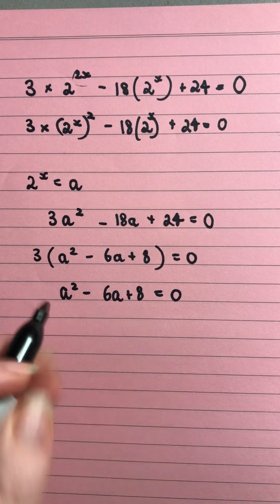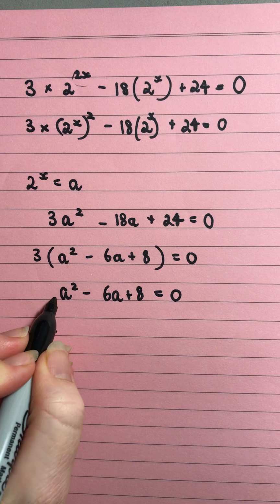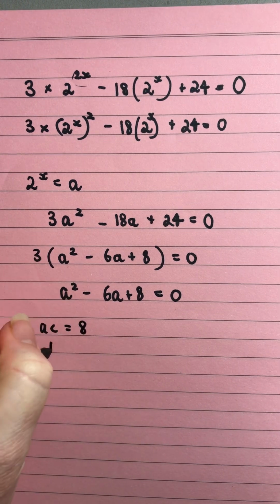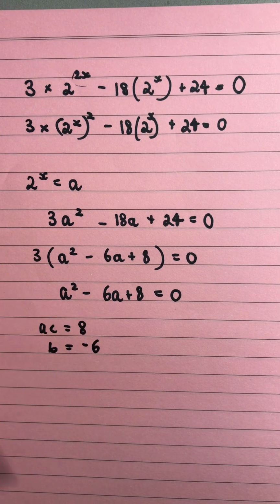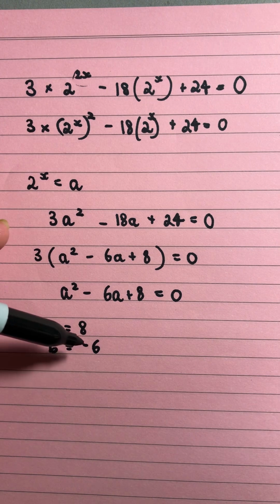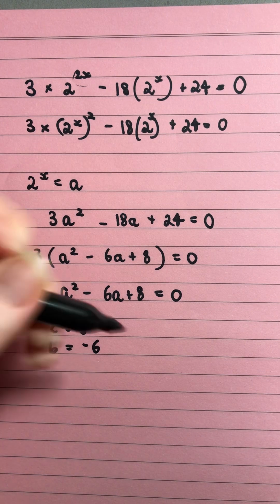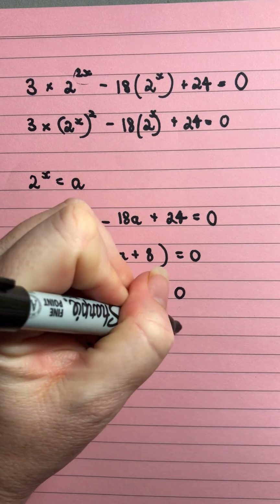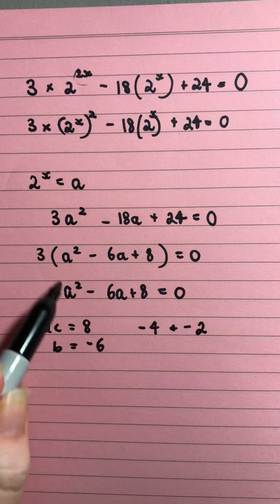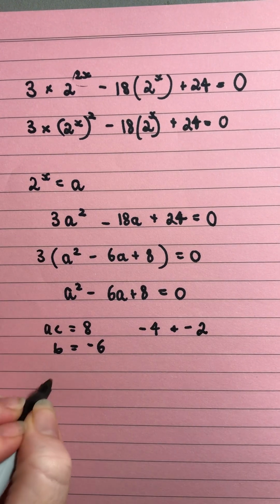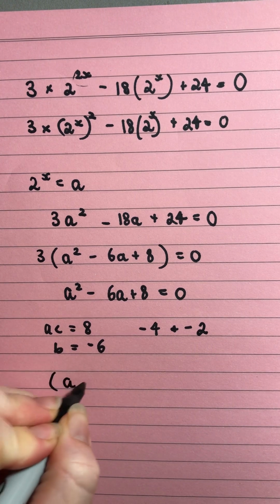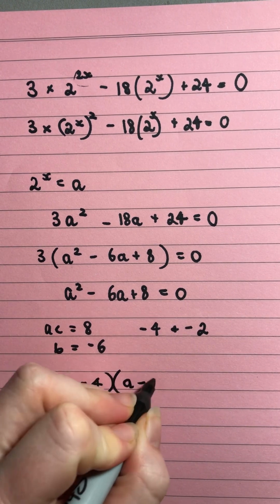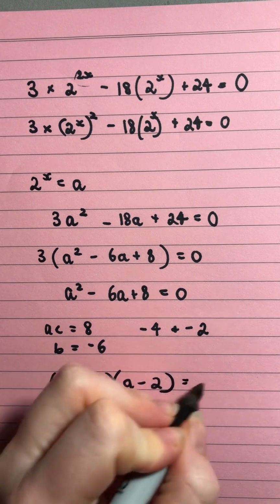So I'm looking at my AC, which is 1 times 8, and my B is negative 6, and I'm looking for two numbers that will multiply to give 8, but add to give negative 6. So I'm going to use the negative 4 and negative 2. Because I don't have a coefficient in front of that a, I can put that straight into the brackets and have (a take 4)(a take 2) equals 0.